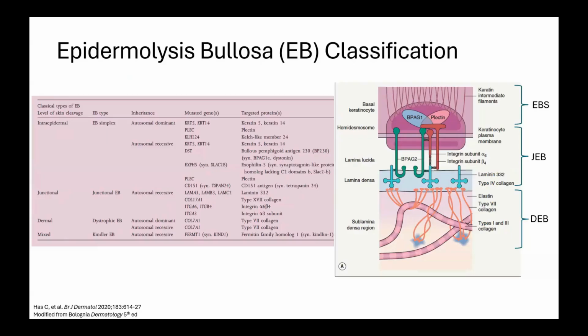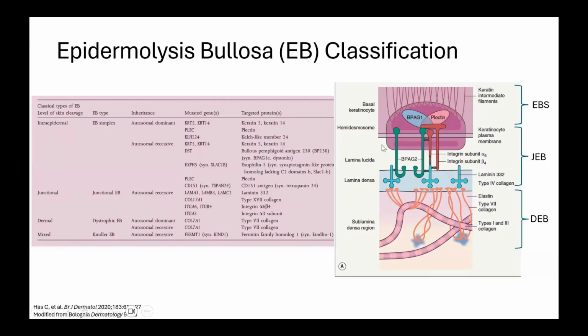So in the table on the left, you see the whole giant list of all of the genes and proteins affected. And then on the right, you have this schematic of the skin that I've edited to show where the different types of EB are. So this here is EB simplex. This is due to variants in several different proteins, the most common of which are keratin 5 and keratin 14. And it affects the basal keratinocytes.